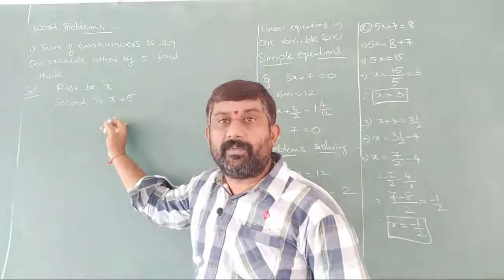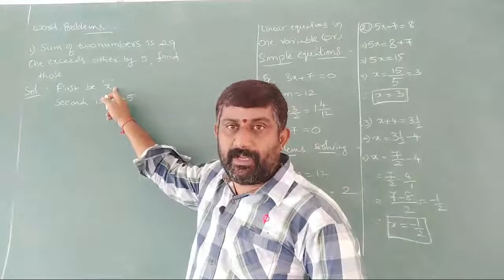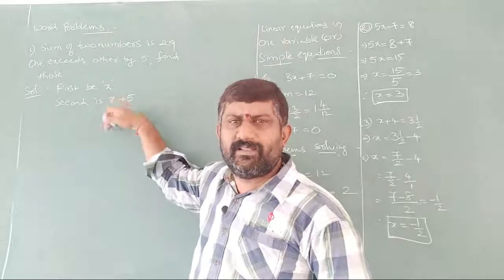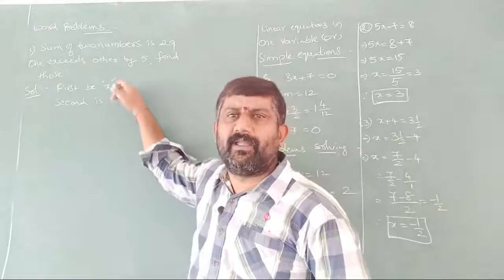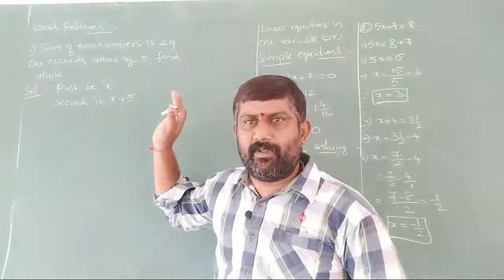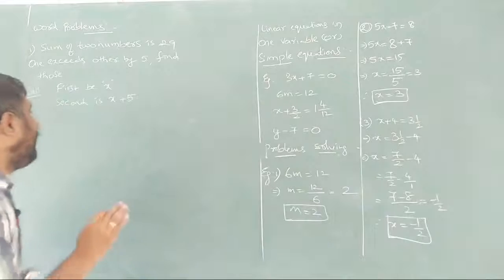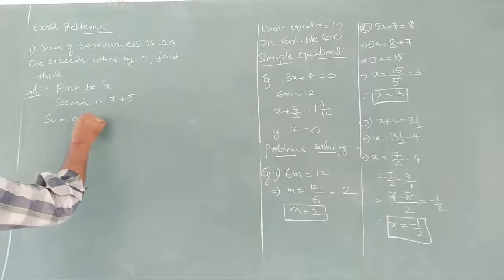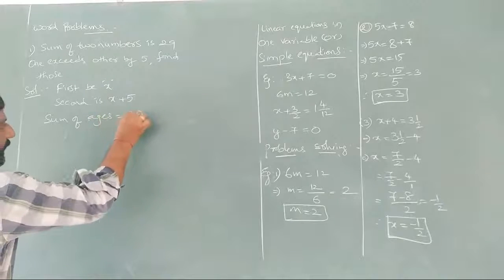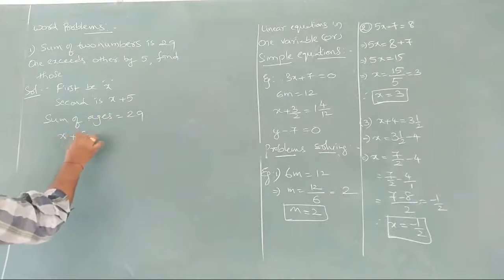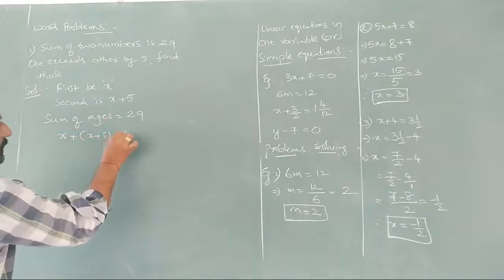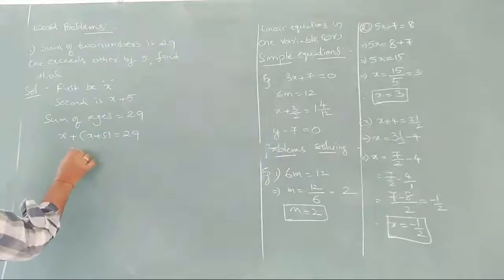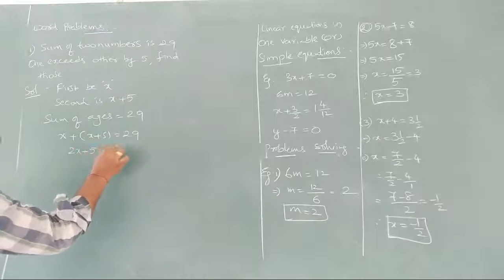But how is it going to be? If it is x and this is less than, then x minus 5 is going to be. Only the first and second persons will be interchanging here. There is no problem. So let us take like this only, x and x plus 5. So the sum is nothing but 29. So x plus x plus 5 is 29. How many x we have here? 2x plus 5 is 29.